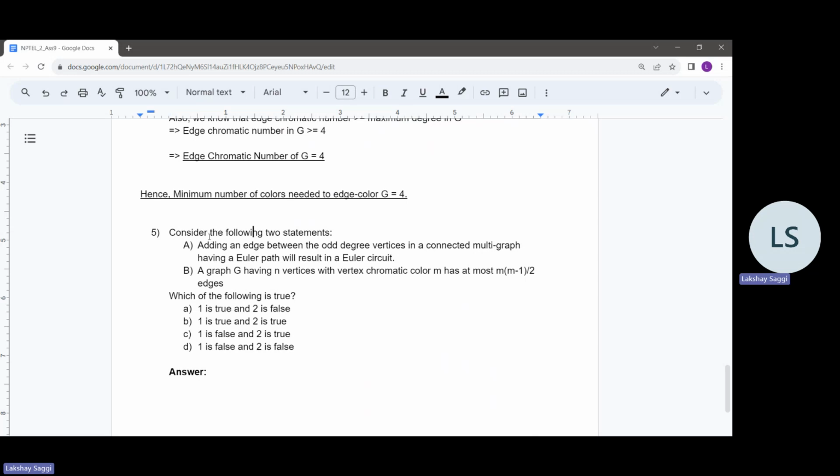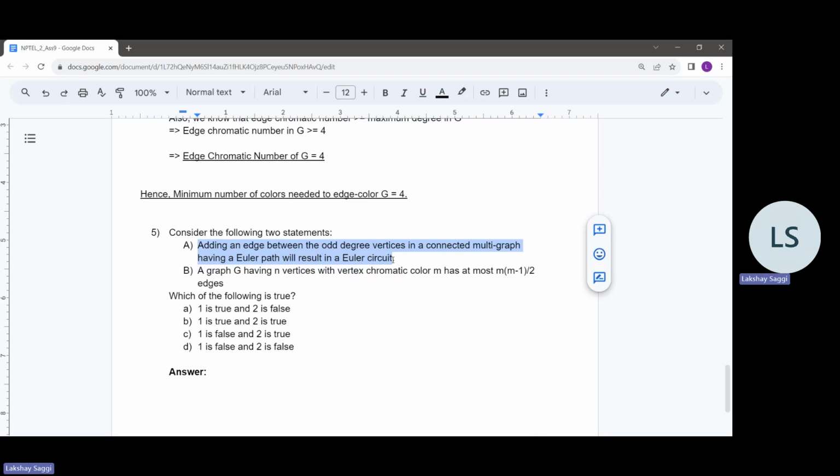The next question says consider the following two statements. We are given statements A and B, and we just need to find out if statement A is true or false, and similarly if statement B is true or false. So let's take statement A.